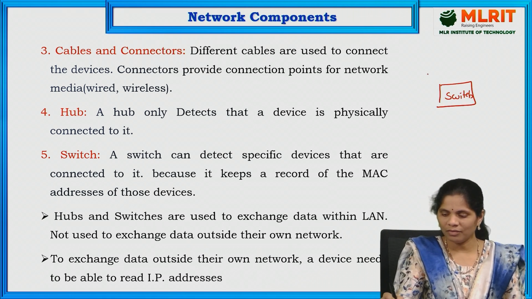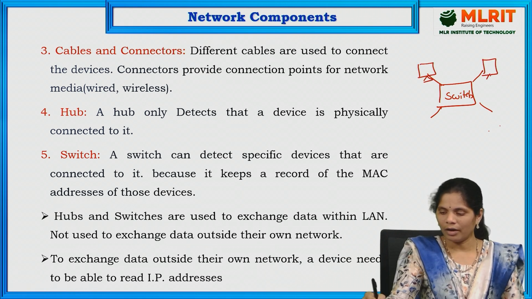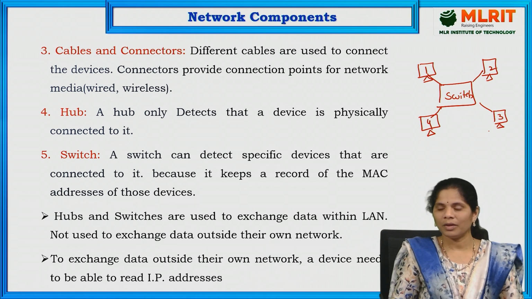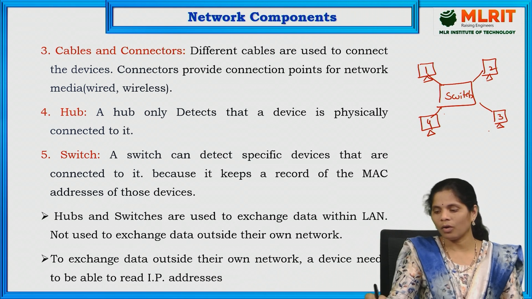Same for this switch, we are also connecting different devices. This is one device, this is another device, and this is one more device, and this is another device. These are the different devices 1, 2, 3 and 4. In the previous case, the hub is there, right? So whatever data is sent to the hub, it sends to all other devices.